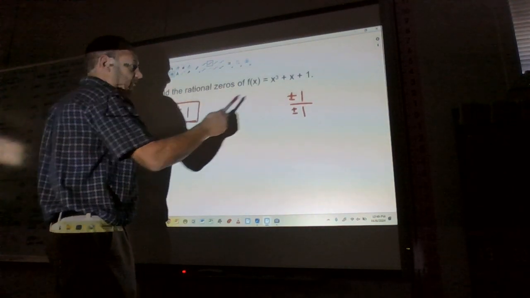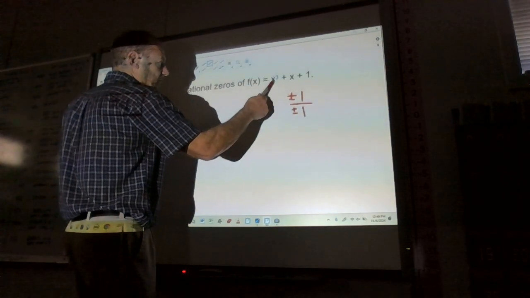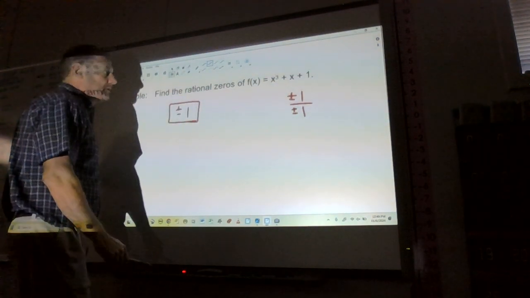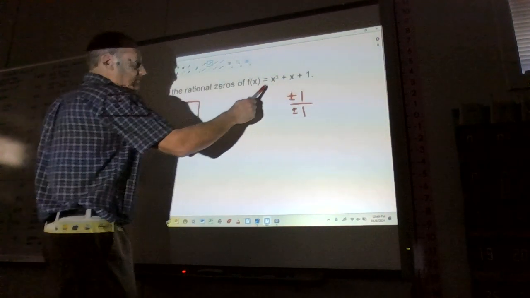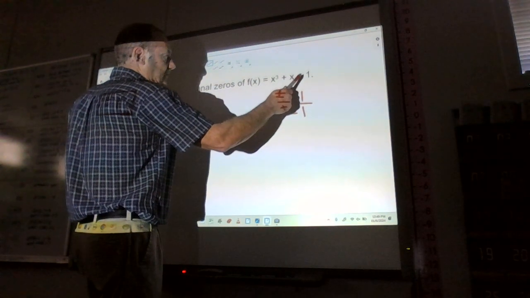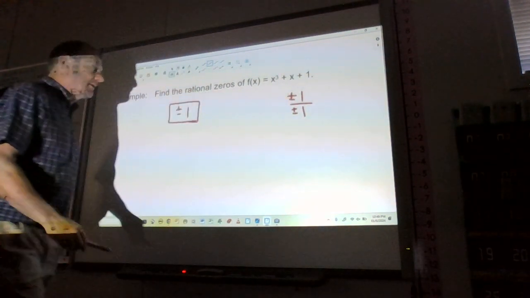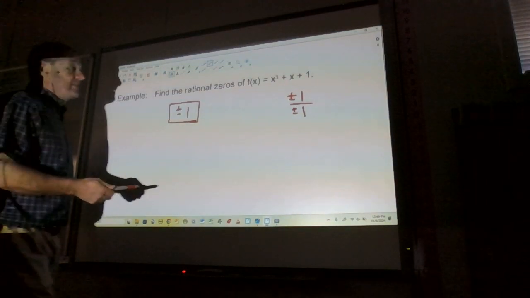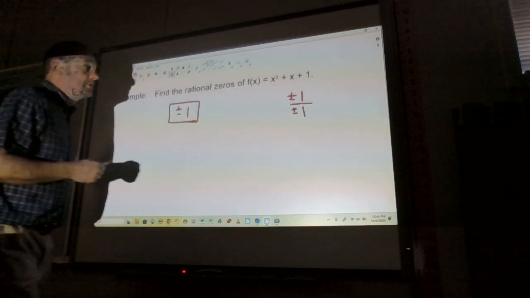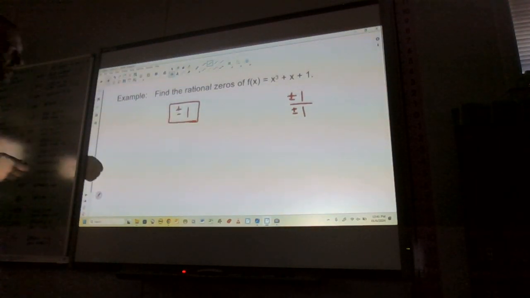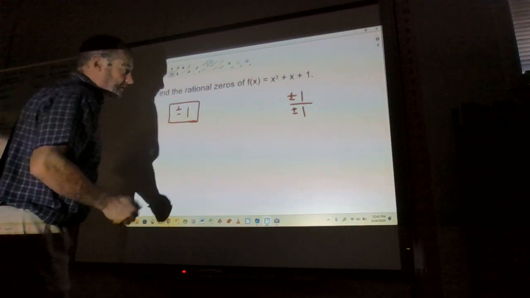In fact, neither one of these will work, because if I plug in 1 here, I get 1 plus 1 plus 1, which is 3. That's not a 0. And if I plug in negative 1, this is negative 1 plus negative 1 plus 1, which is 1, also not 0. So this one actually has no real rational zeros. But these would be the only possible ones that could occur.